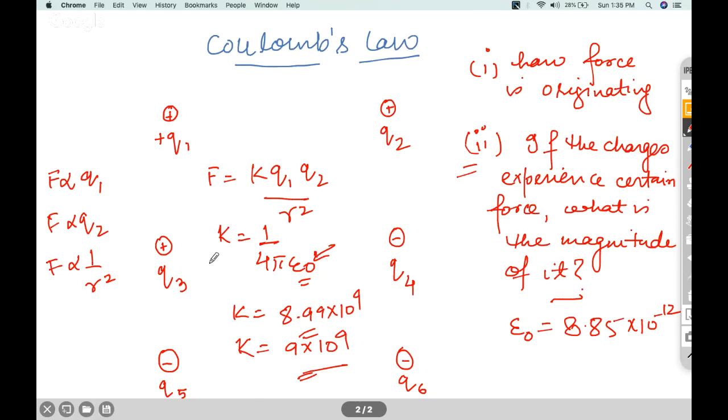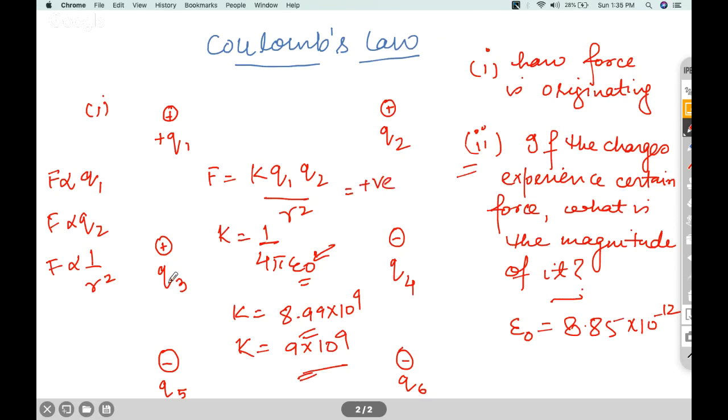Now try to understand why I have made these three cases. If you put the values of q1 and q2 here, if both of them are positive, anyway distance is positive and k is a positive constant, so force would come out to be positive.